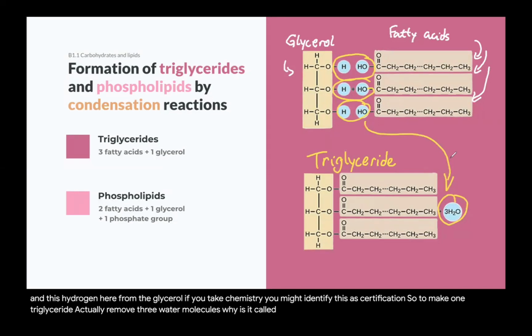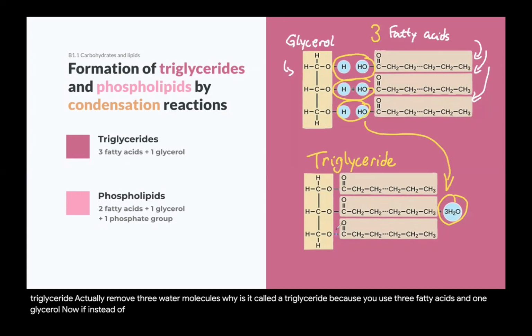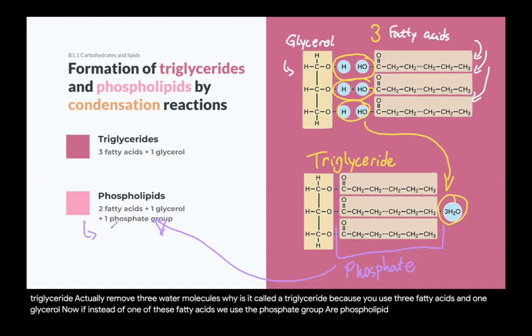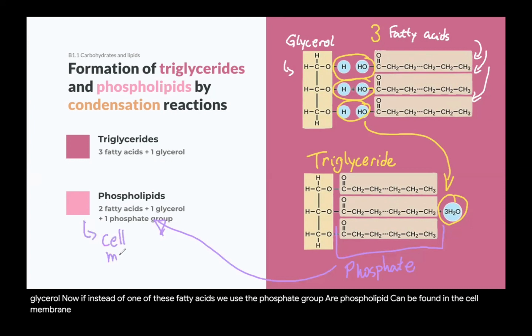Why is it called a triglyceride? Because you use 3 fatty acids and 1 glycerol. Now, if instead of one of these fatty acids, we used a phosphate group, you would have a phospholipid. Phospholipids can be found in the cell membrane, and triglycerides serve as storage of energy.